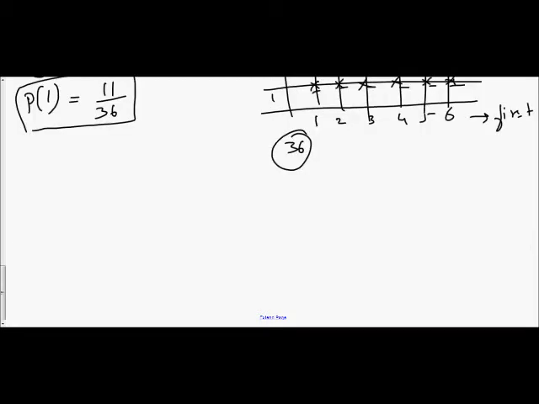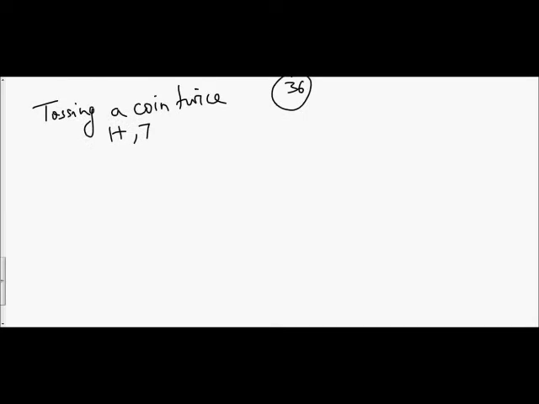A tree diagram would be like this: you have two events, like tossing a coin twice. The outcomes are head or tail. In a tree diagram, what you are supposed to do is have the branches for every event. So there is a coin tossed twice, right?